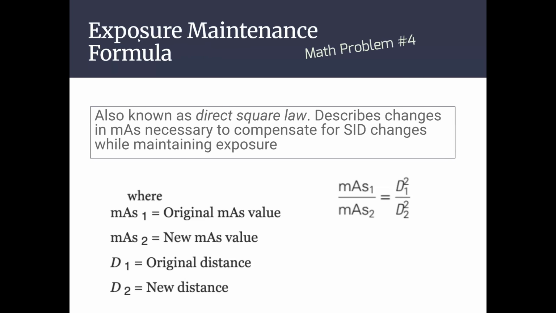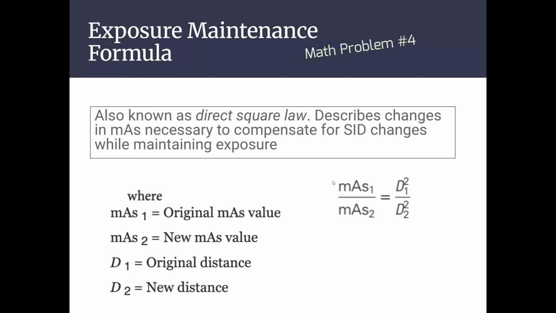Okay. This is the exposure maintenance formula. We touched upon this a little bit. It's also known as the direct square law. It describes changes in mass necessary to compensate for SID changes while maintaining the exposure. So again, say you need to change the distance that you take the X-ray. You need to use this formula to maintain the exposure, but you'll need to calculate your new mass.